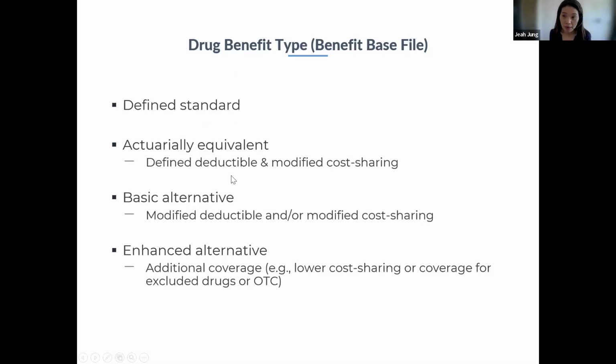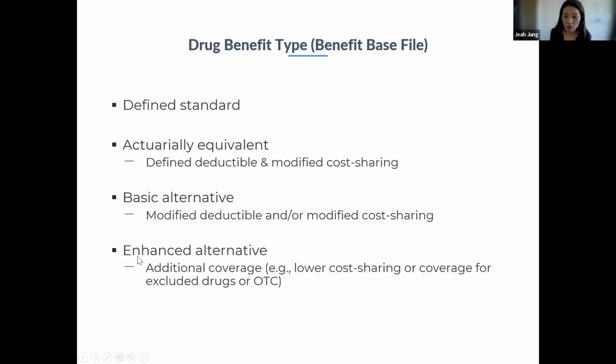And also some plans are called actuarial equivalent. What does this mean? It means that it has defined deductibles the same as a standard benefit. However, they modify the cost sharing structure. You might not see co-insurance. Instead, you may see co-payment after deductibles. Another benefit type is called the basic alternative, and these plans have modified deductibles and or a modified cost sharing.